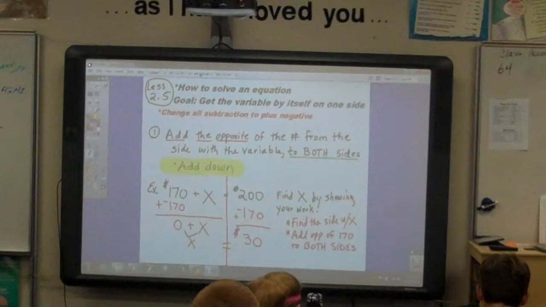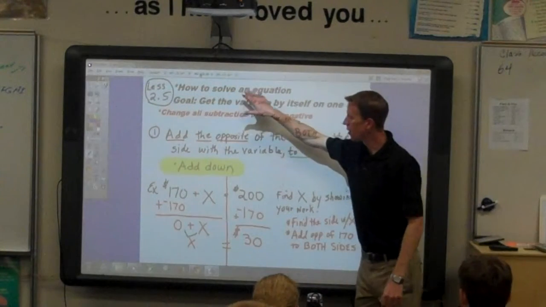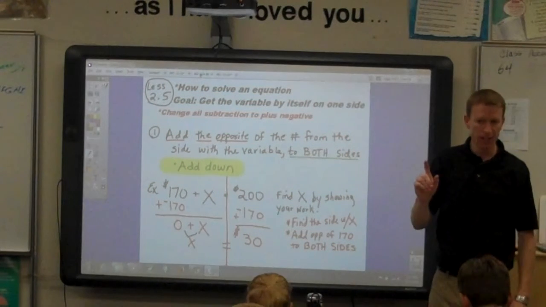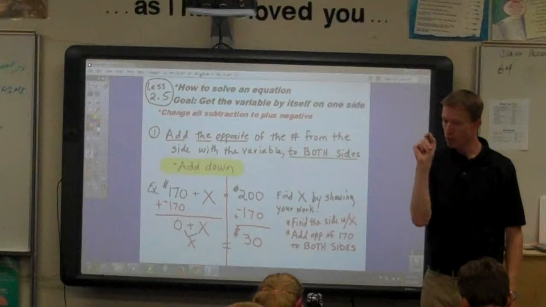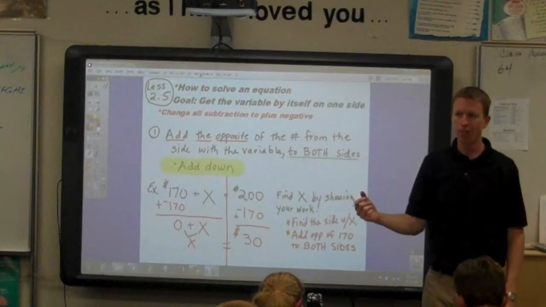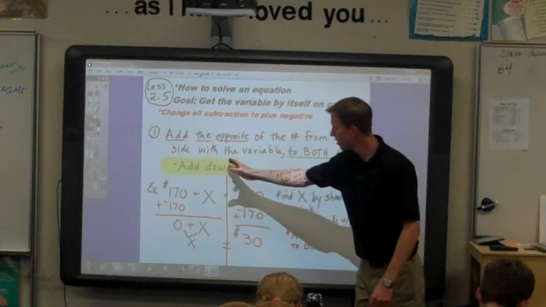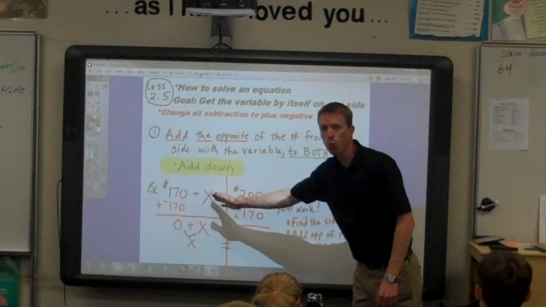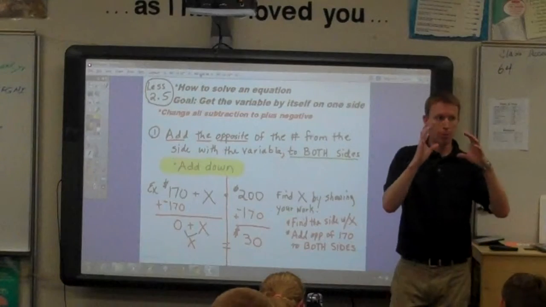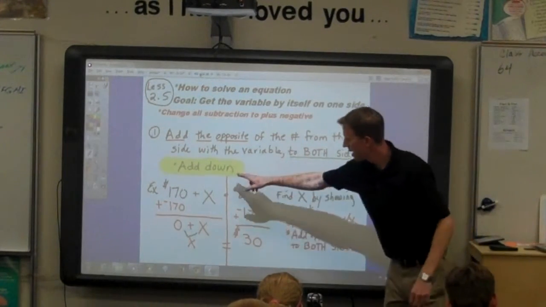So in lesson 2.5, what we're talking about is how to solve an equation. And the goal that I want you to remember when solving an equation is always to try to get the variable by itself. That's what we're trying to do in solving an equation, is get the variable by itself. Now, what that means is by itself on one side of the equation, so that the variable equals whatever's on the other side. Okay?